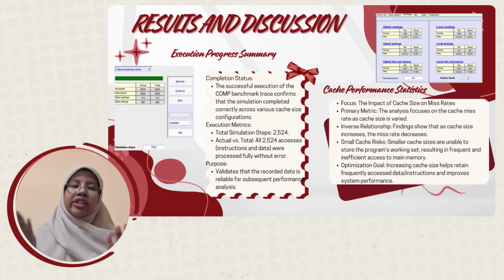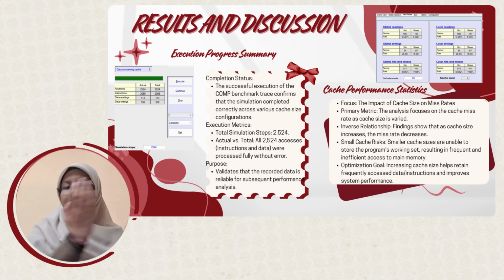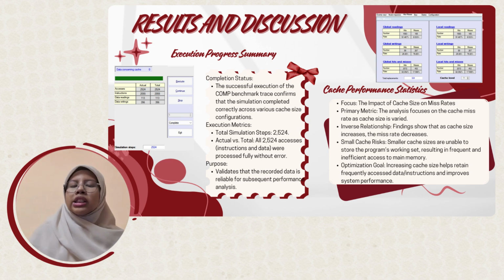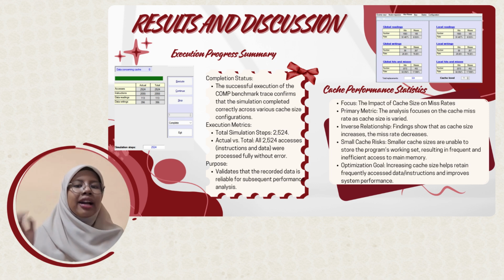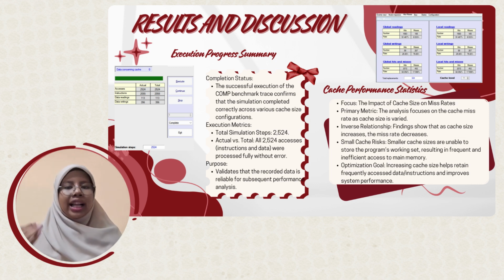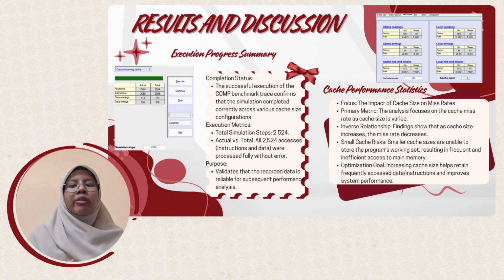For performance evaluation, we focused on the cache miss rate. The results show a clear inverse relationship between cache size and miss rate. As cache size increased, the miss rate decreased. A smaller cache cannot hold the full working set, causing frequent evictions and more main memory accesses. Larger caches retain more frequently used data and instructions, reducing memory latency and improving overall performance.